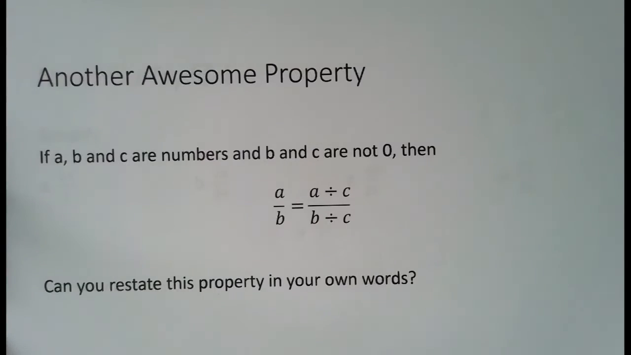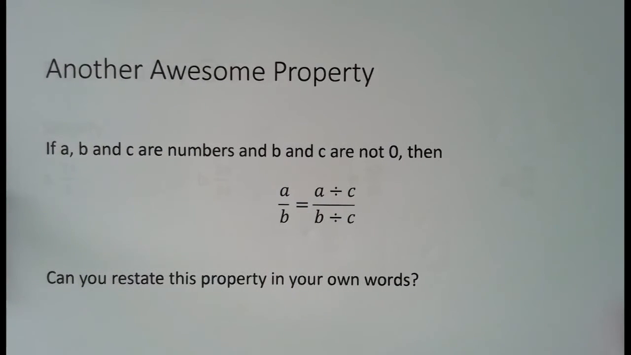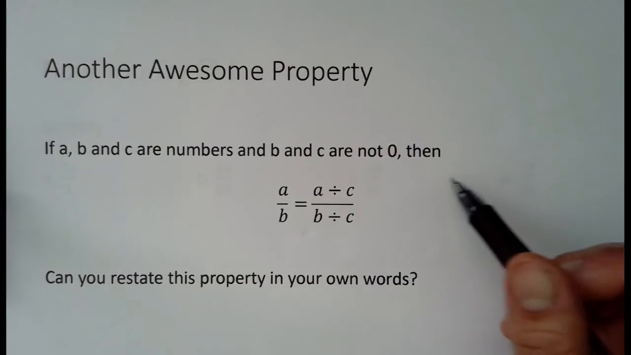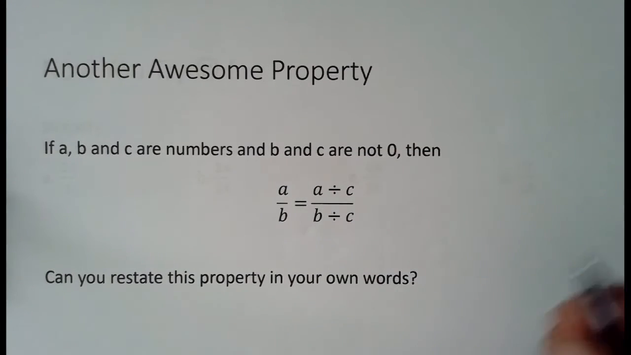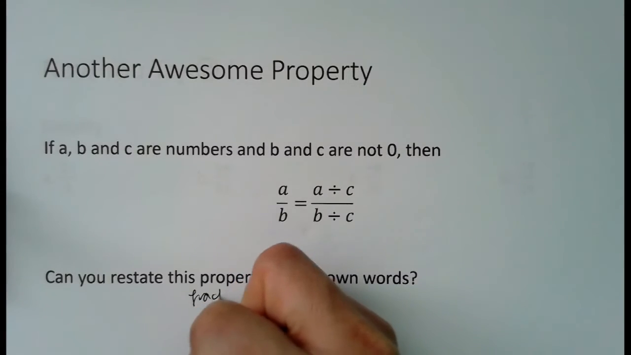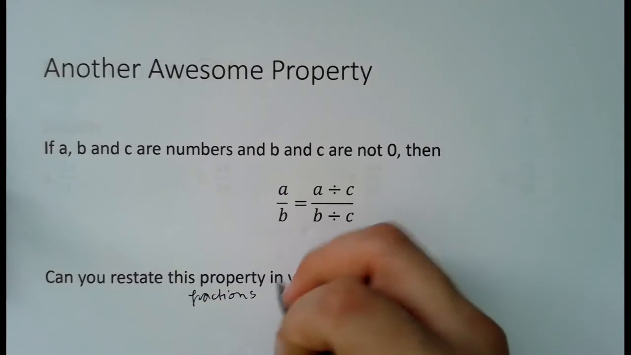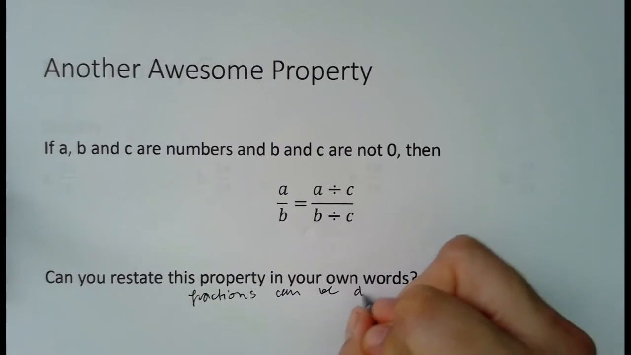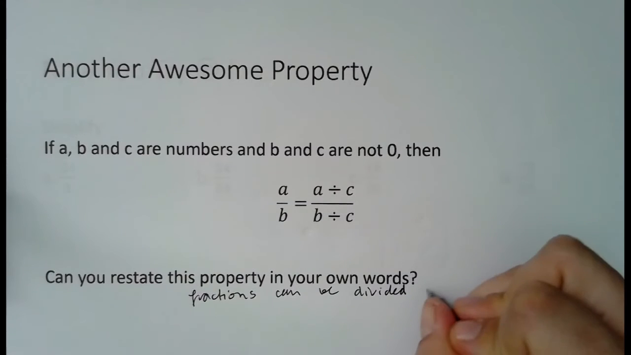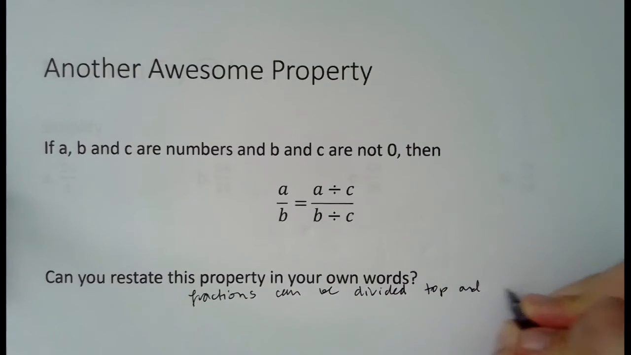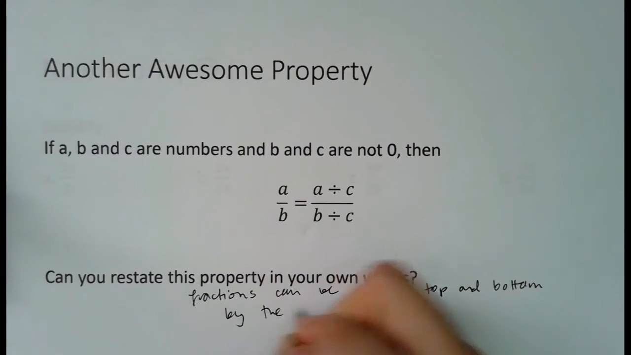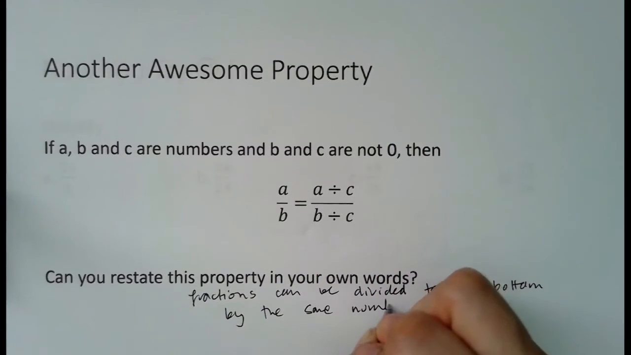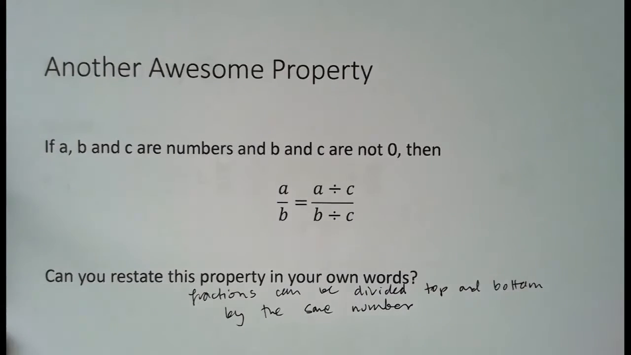Another awesome property: it works the other way as well. If you have a fraction, we can divide top and bottom by the same number, as long as it's not 0. Informally we say top and bottom, but really we mean numerator and denominator. It's a property, a characteristic that they have, and it maintains the same value.